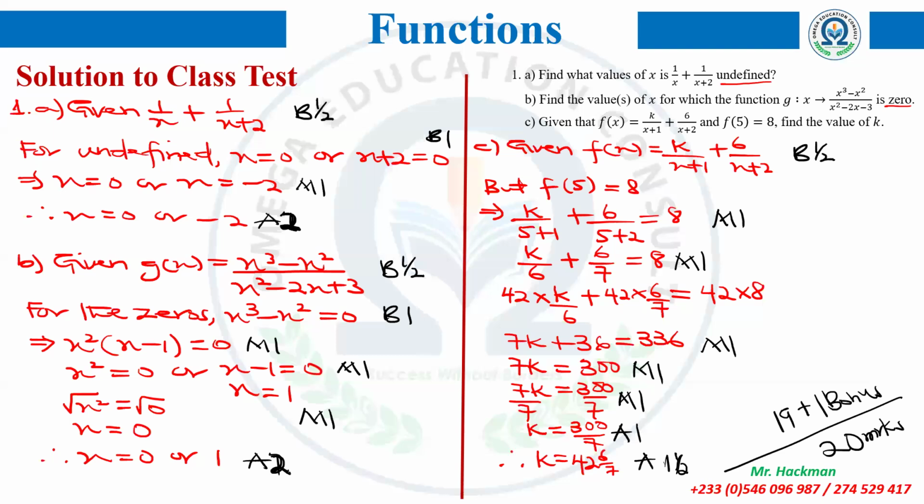Please do diligent work for me in terms of your marking. For the undefined, you wrote x is equal to 0 or x plus 2 is equal to 0. If you write x into brackets, x plus 2, is it also allowed? If you come and write x into bracket, x plus 2 first, is equal to 0, then you write this first before you come to this.